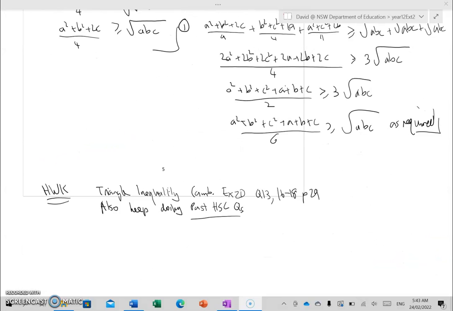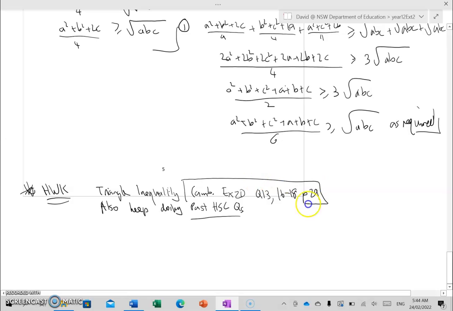We've run out of time to do the second example on page 4. Maybe we'll get back to that next week. But just quickly talking about your homework to complete for triangle inequality: Cambridge 2D, question 13, 16 to 18 on page, I think that's 79. And also do the past HSC questions for this topic, okay? See you next week.